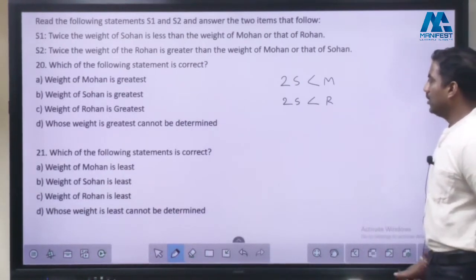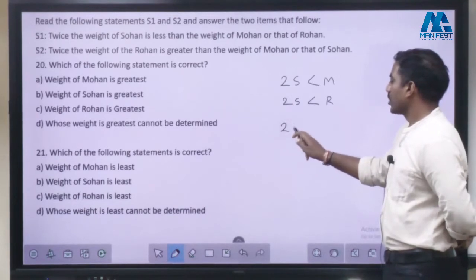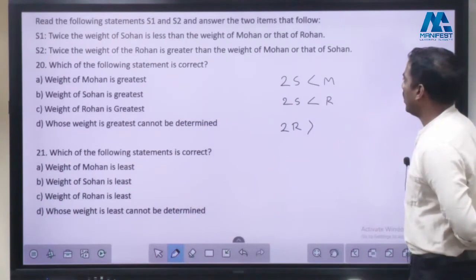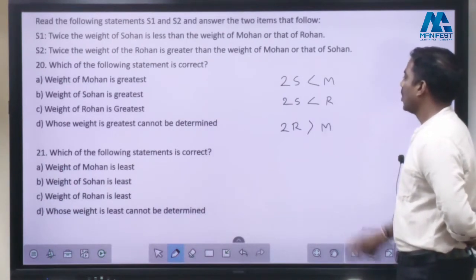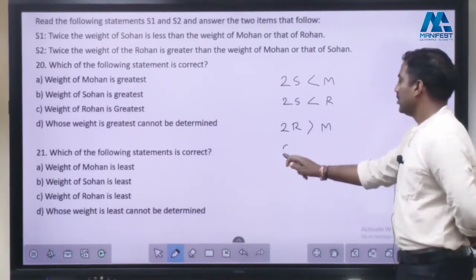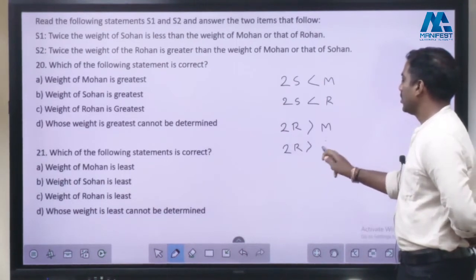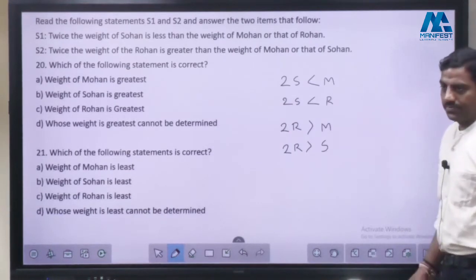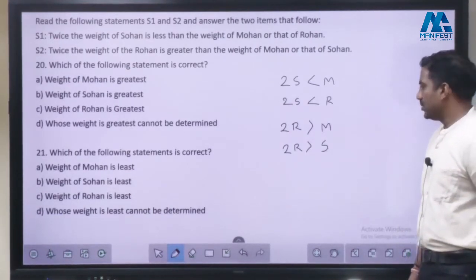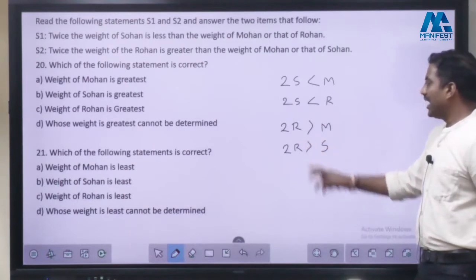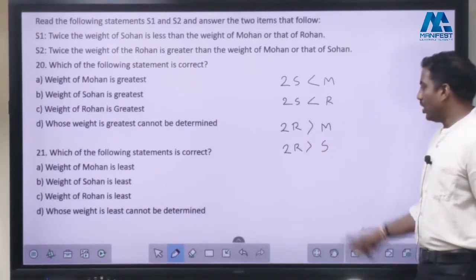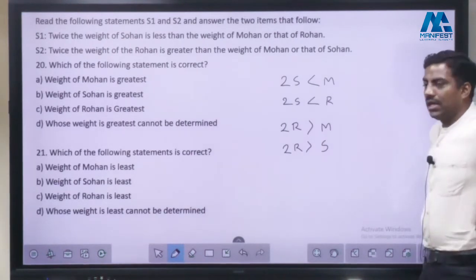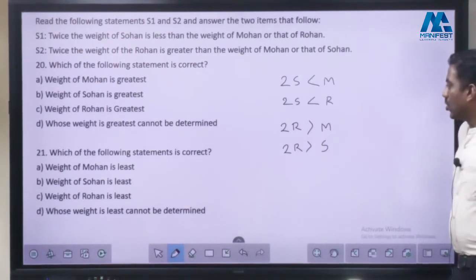Twice the weight of Rohan is greater than the weight of Mohan. Anyways we know Sohan is the least. Here they are telling 2 times the weight of Rohan is more than Mohan. Who is having more weight here? Rohan or Mohan?